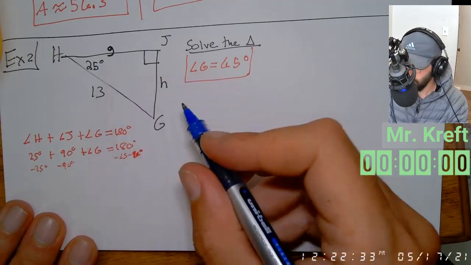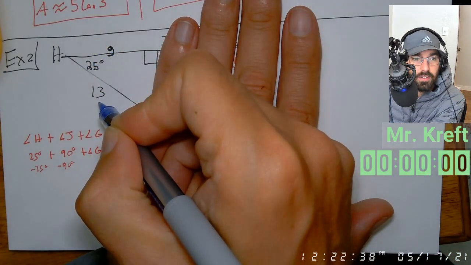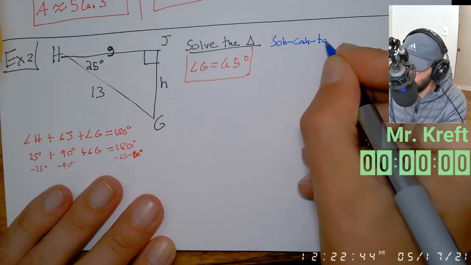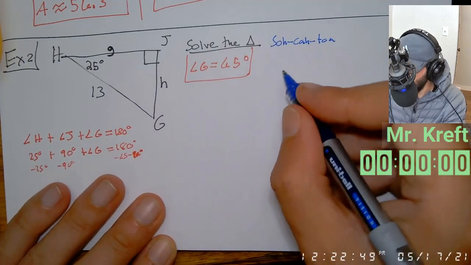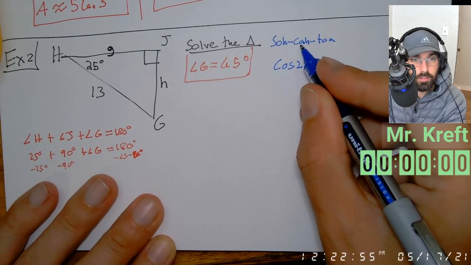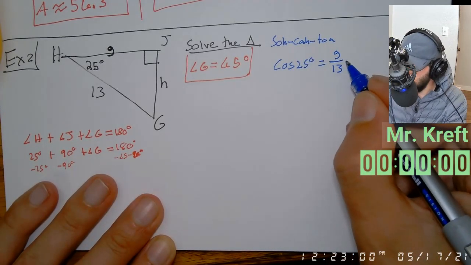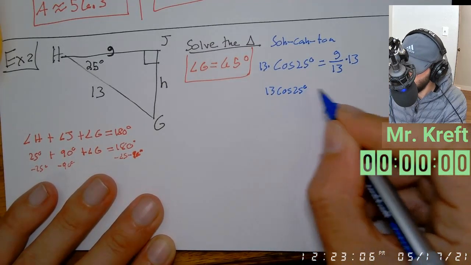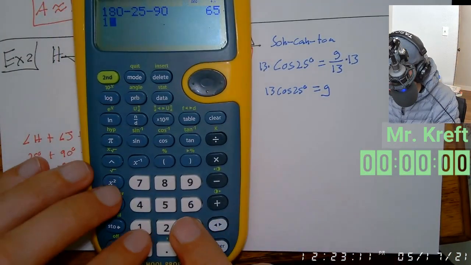So next I'm going to solve for G. So I'm going to act like H isn't there. So G is adjacent, and then this is hypotenuse. So if I write down SOHCAHTOA, what uses adjacent and hypotenuse? That is going to be cosine. So I have cosine of 25 degrees equals the adjacent, which goes first, so G over 13. Okay, and so I'm going to multiply by 13 on both sides, and I get 13 cosine of 25 degrees equals little g. And I'm going to type that into a calculator.